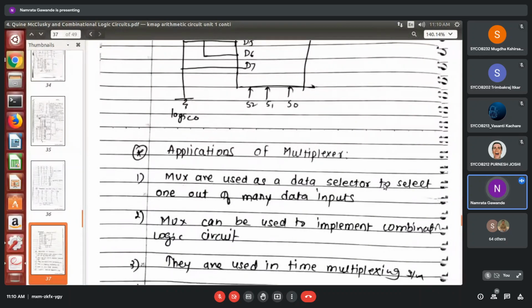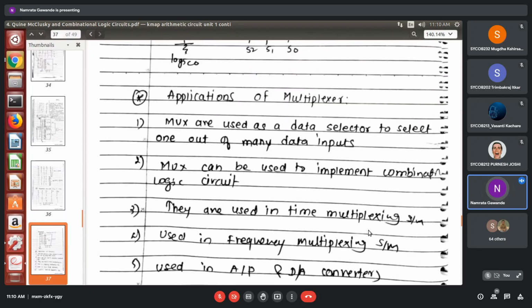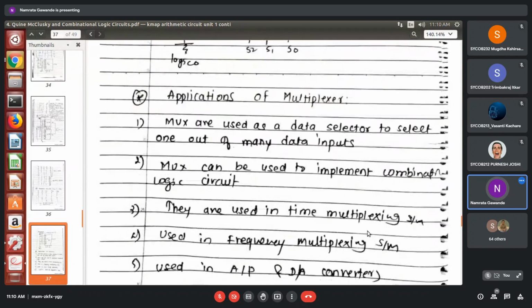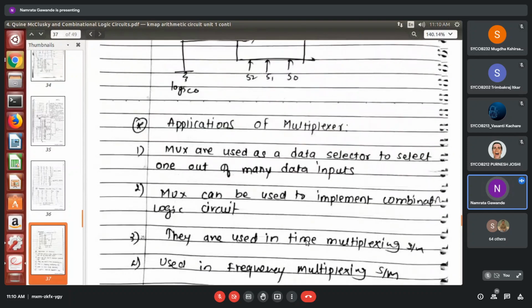Mux are used as a data selector to select one out of many data inputs. It can be used to implement the combinational logic circuit. It is used in time multiplexing. It is used in frequency multiplexing. It is also used in analog to digital converter, digital to analog converter. There are a number of applications.